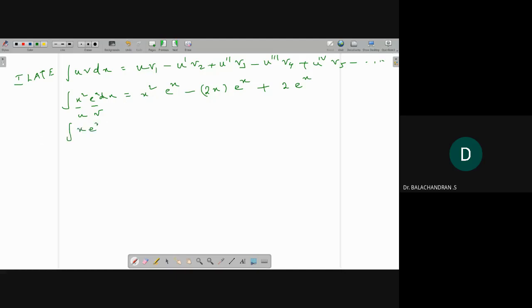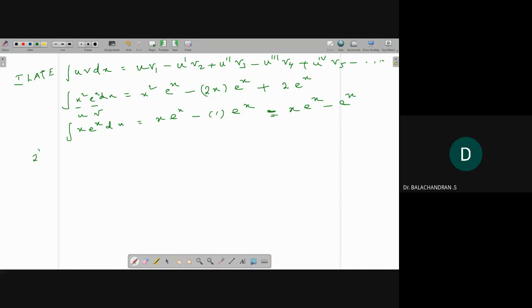Similarly for x into e power x dx. Keep x, integrate e power x. Differentiate x, you get 1, and you integrate e power x. So x into e power x minus e power x. Okay, now I'm going to use these results in equation 2.